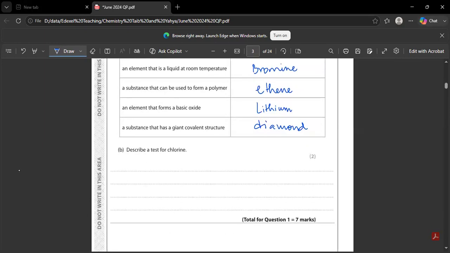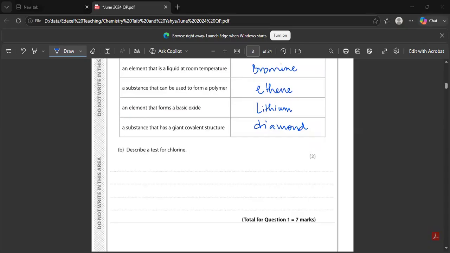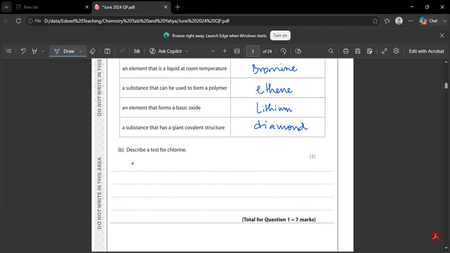All right, so describe a test for chlorine. How can we test chlorine? Since chlorine is acidic, it turns blue litmus paper to red, right? Use damp blue litmus paper.